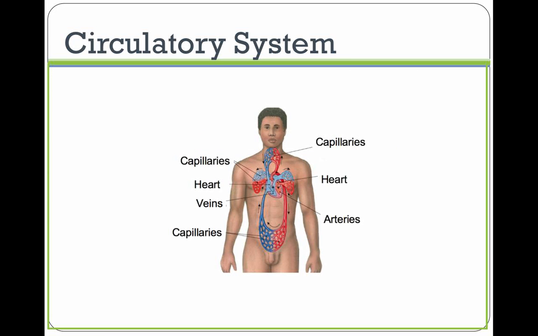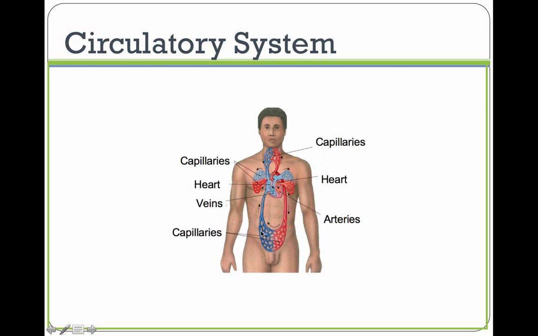So here's a really good diagram of the circulatory system. As you can see, the main part is the heart, and without the heart, the circulatory system cannot function. The heart beats, and with every beat, it pumps blood throughout the body. Blood with oxygen in it goes to the body through arteries. As you can see, that's red.